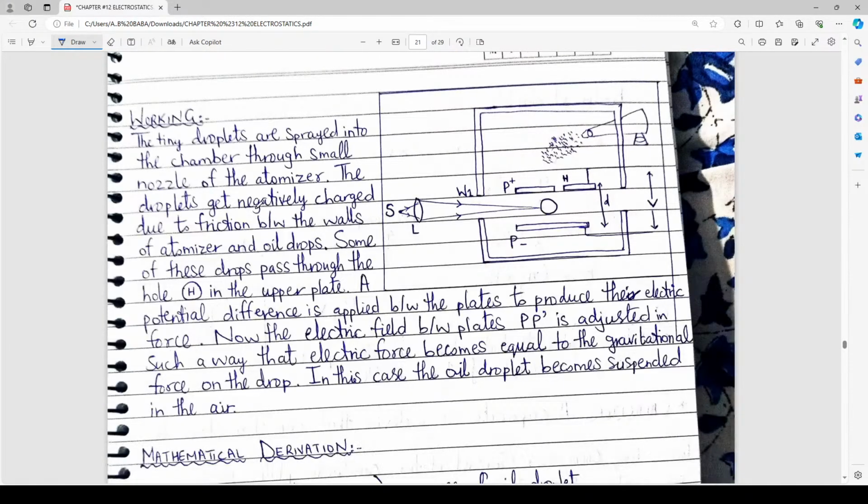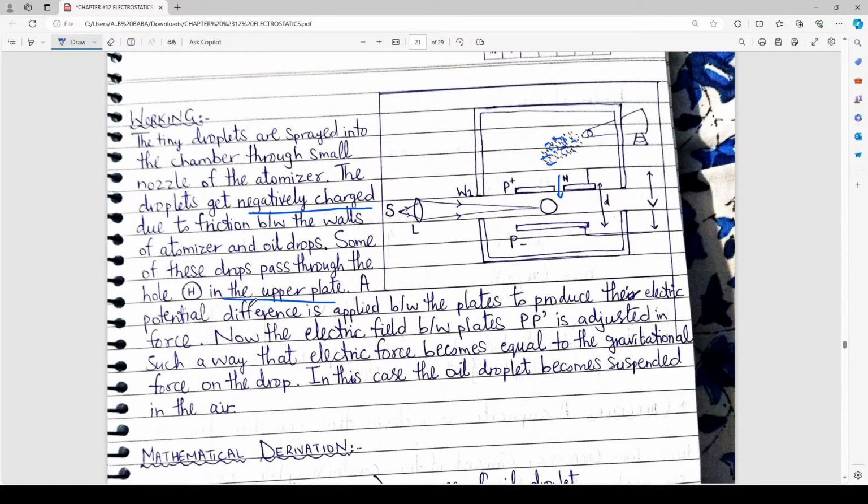Let's see the working of it. The tiny droplets are sprayed into the chamber through the small nozzle of the atomizer, and the droplets get negatively charged due to the friction between the walls of the atomizer and the oil drops. They get a negative charge. Some of these drops pass through the hole.